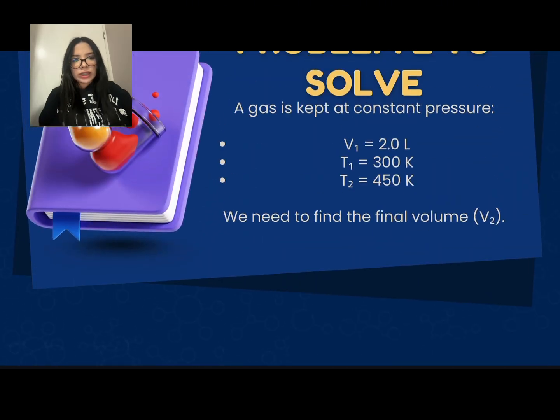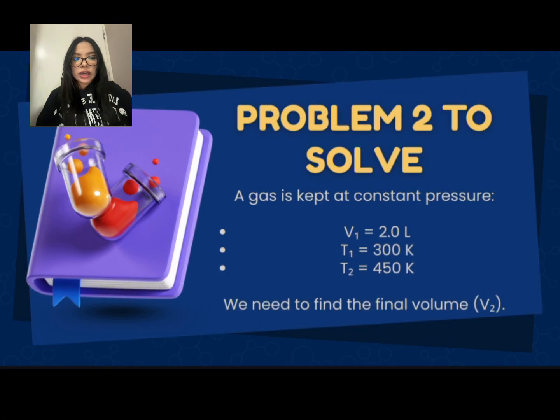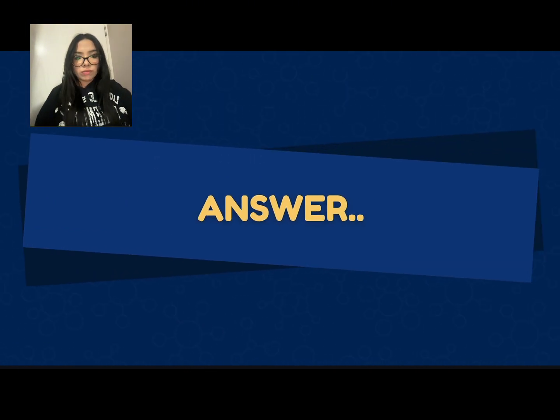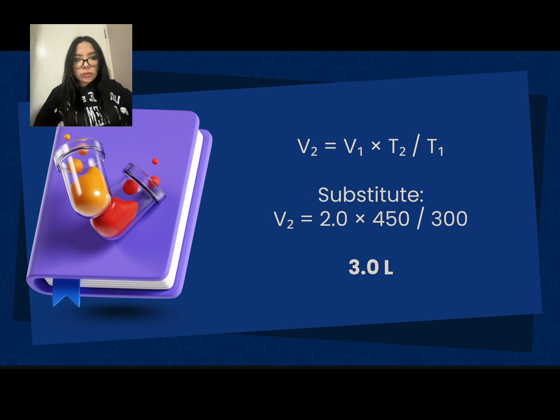So let's solve the second problem. A gas is kept at constant pressure. The first volume we have is 2.0 liters. The first temperature is 300. The second temperature is 450. We need to find the final volume, the second volume. To solve this problem, first we substitute into the formula, and the final answer is 3.0 liters.